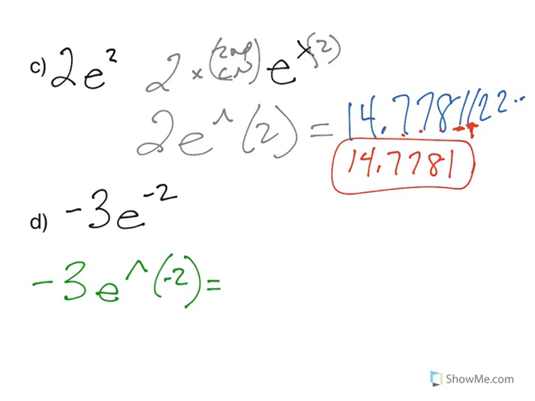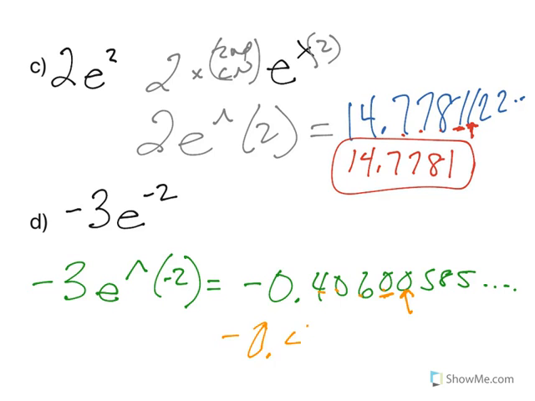And the last one, so I'm going to type in -3, e raised to the -2, end parentheses. And when I do that, I get -0.406000585, dot, dot, dot. 1, 2, 3, 4. 1 place past is 0, so I'm rounding down. So -0.4060, and that is rounded to 4 decimal places. Base e, that's where the fun is.